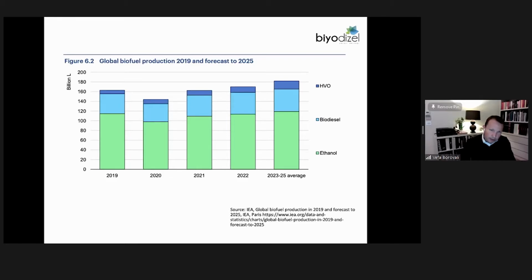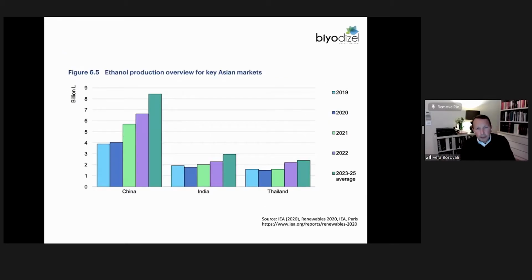There is no limit. Well, looking at the ethanol production in the Asian markets, this is for me quite interesting. We are expecting to see a big increase in China, more than 8 billion liters in 2023, 4, 5. In India, there is an increase expectation, and in Thailand as well.